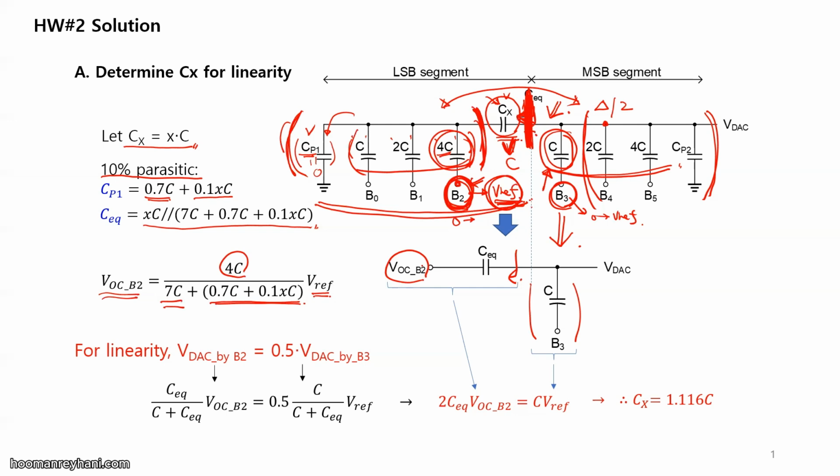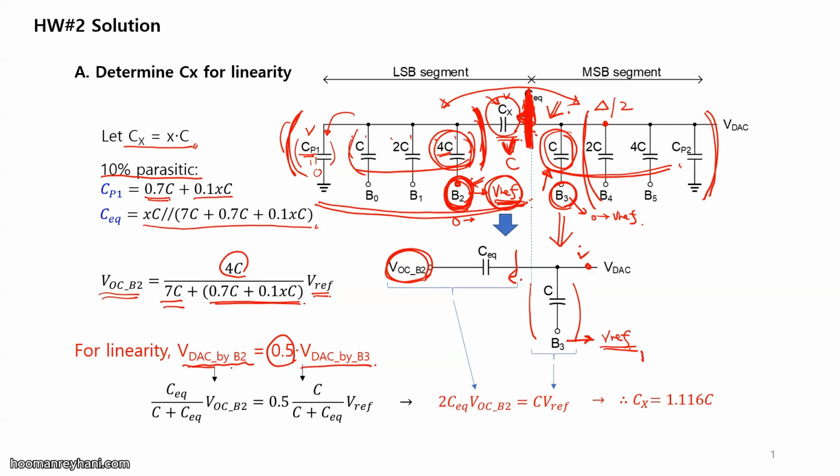So what do I want to say? When B3 goes to Vref, we will have some voltage change here. When we change this one, the voltage that appears here should be half of this case. So VDAC change by B2 should be half of VDAC change by B3.